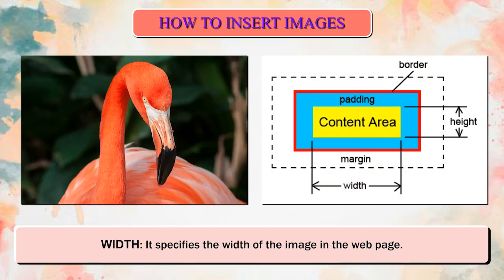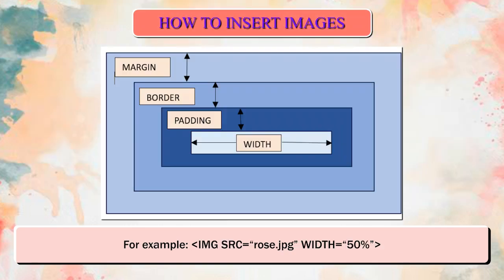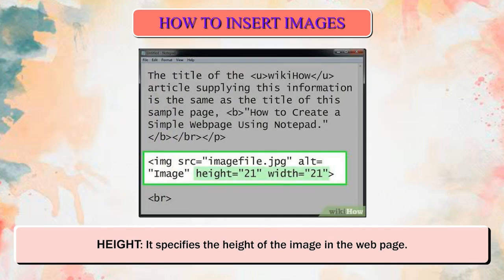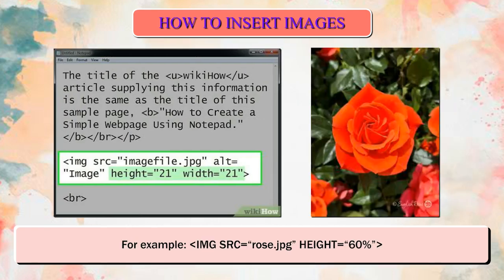Width, it specifies the width of the image in the web page. For example, img src is equal to rows.jpg, width is equal to 50%. Height, it specifies the height of the image in the web page. For example, img src is equal to rows.jpg, height is equal to 60%.